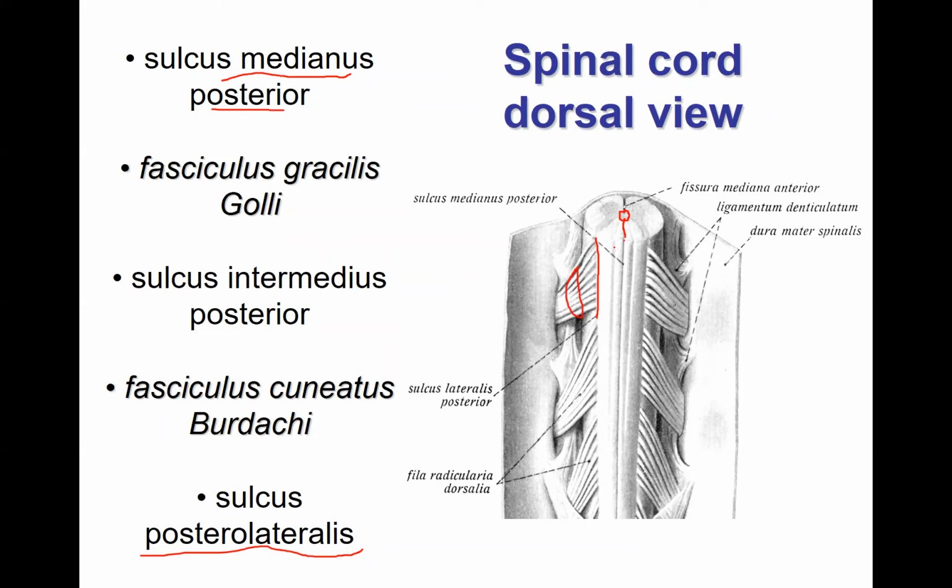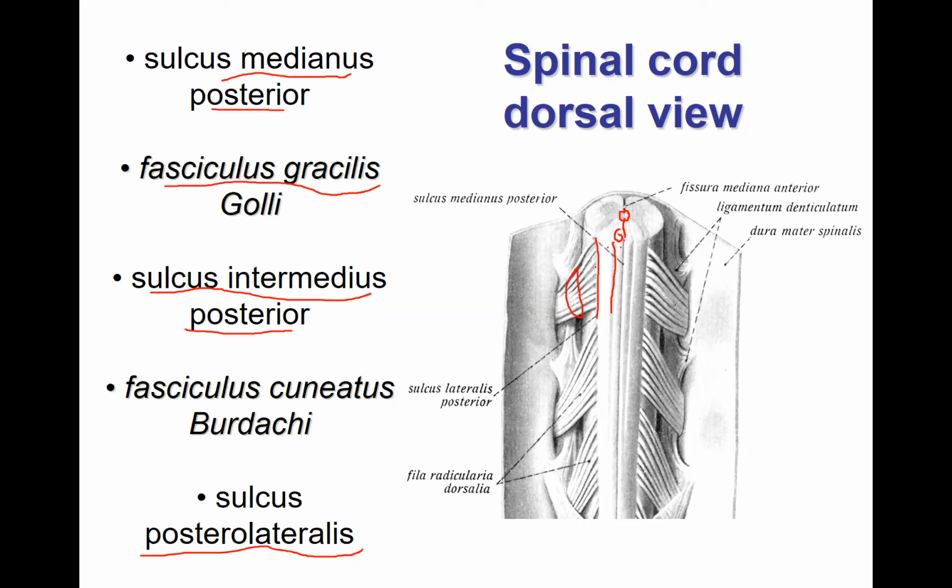And then this very shallow groove is called intermediate posterior. Posterior because it's dorsal, intermediate as it's between these two fascicles. And these two fascicles are named according to their shape. The medial one is called gracile, which means slim. So it's called fasciculus gracilis, the slim one.